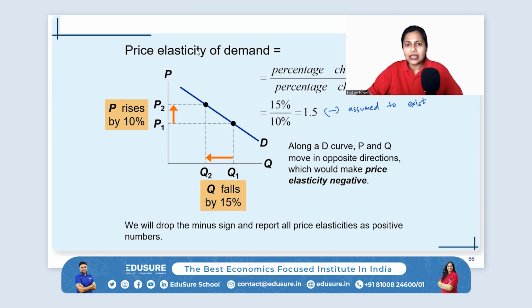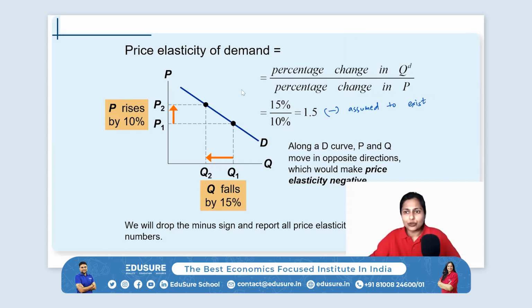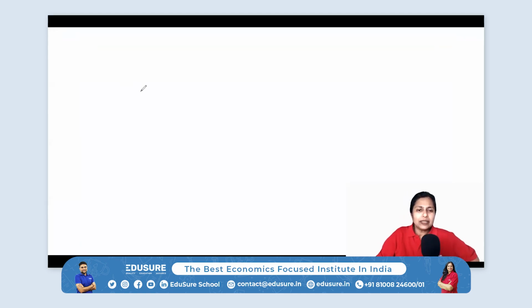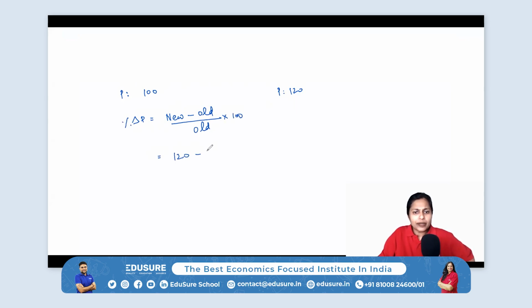So let's do an example. I will do an example with you. Let's say the price was initially 100, the new price is 120. So what is the change in price? The percentage change in price is the new price minus the old price, upon the old price, into 100. So the new price is 120, the old price is 100, upon old price 100, into 100. So this will be 20 by 100 into 100, which is 20%.